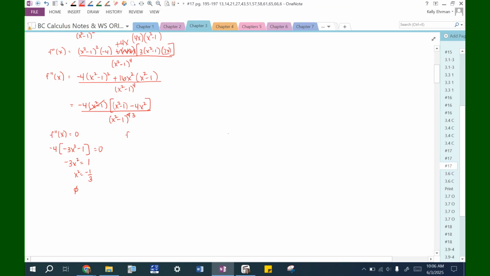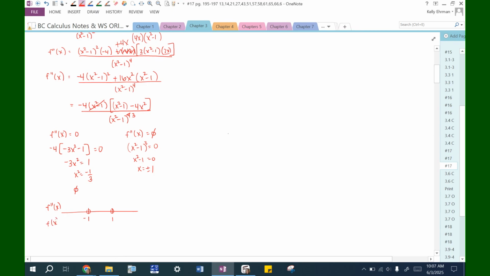And then the denominator, f double prime of x, could be undefined, which can still be an inflection point. That's just where you could have a vertical tangent or maybe a sharp turn. Anyway, f double prime is undefined when x squared minus 1 to the third is equal to 0. And that's just when x squared minus 1 is equal to 0. So plus or minus 1. So then we get these possible inflection points onto the graph, or the number line, I should say, for f double prime of x.